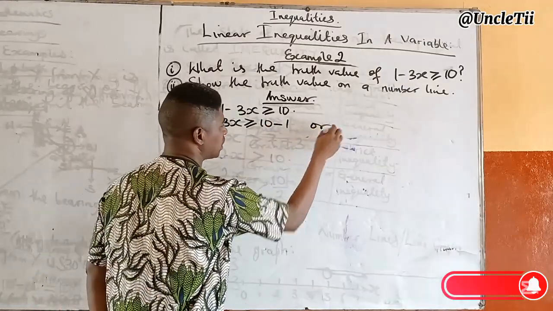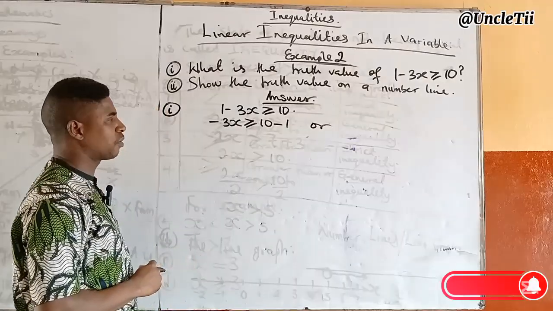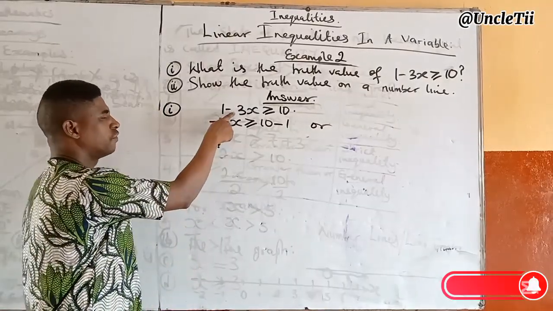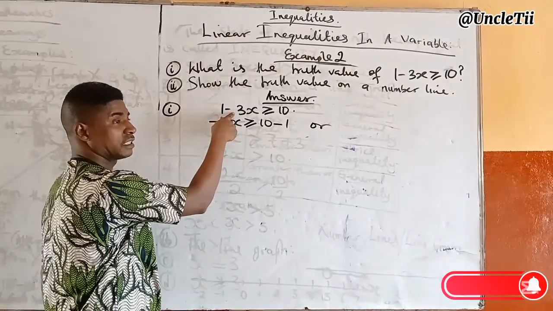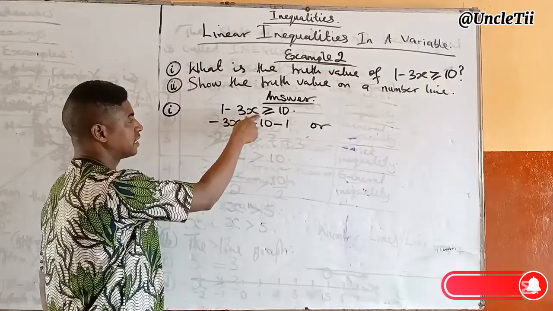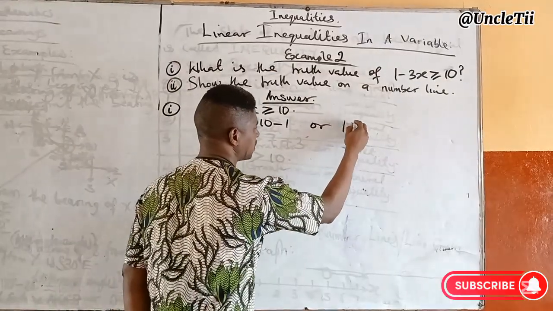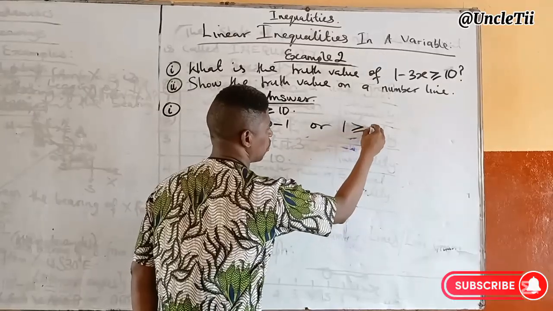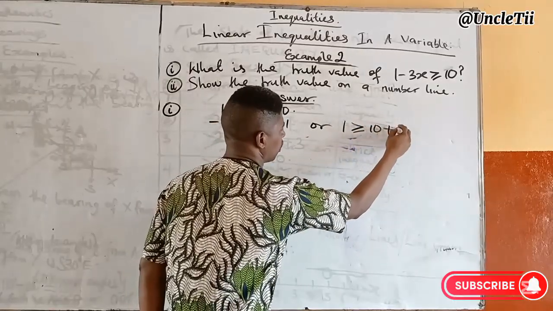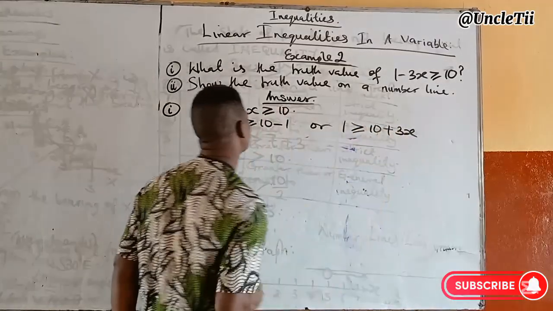If we don't do it like that, what's the other way of doing it? Move the negative, minus 3x, to the right hand side. That will give you 1 greater than or equal to 10 plus 3x.